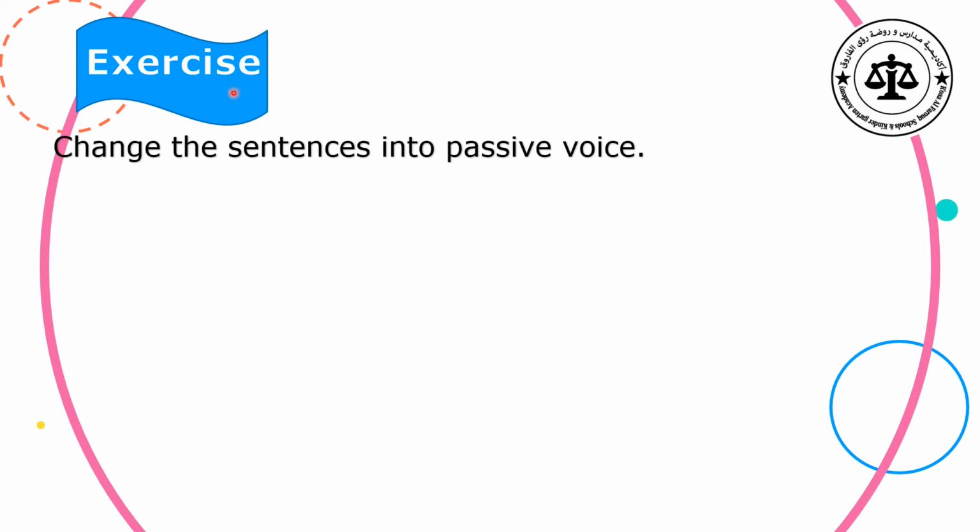Let's do this exercise. Change the sentences into passive voice. Sentence 1. My dad fixed the car. بدنا نتبع الخطوات اللي حكينا عنها قبل شوي. At first, we should identify the subject. My dad is the subject. Fixed, verb 2, and the car, object. The first thing, we should write the object, here the car.